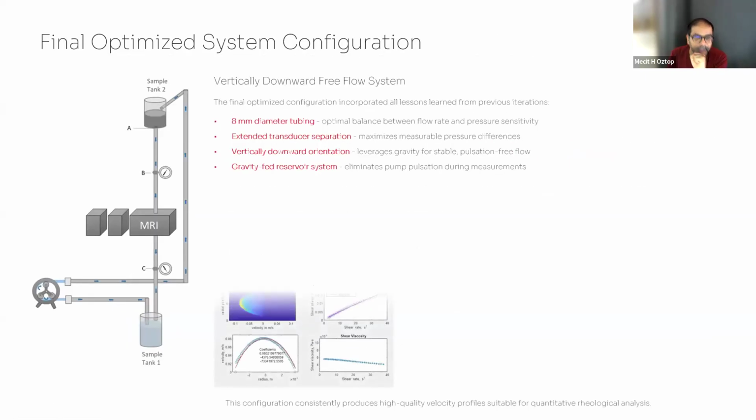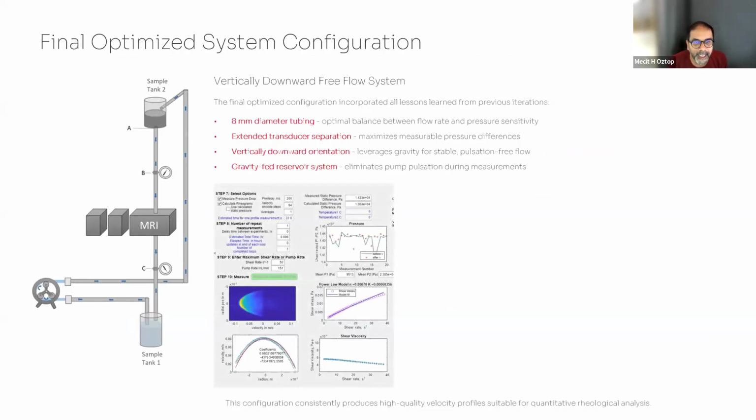And finally, with 8mm diameter tubing, extended transducer separation, vertically downward orientation, and a gravity-fed reservoir system, we were able to have a very nice flow MR image with minimal fluctuations. And if our secondees in NMR Improve come to our lab, they will also have the chance to test samples for different dairy formulations.